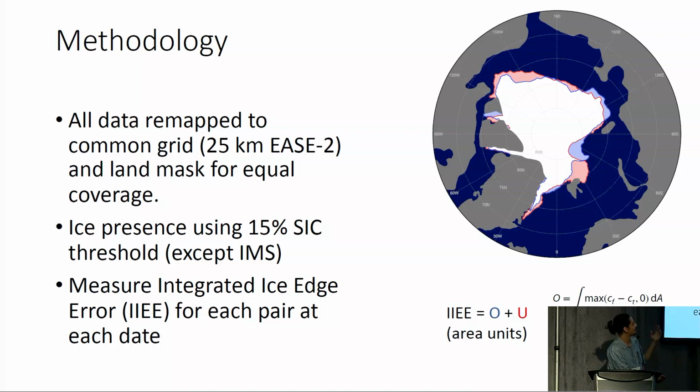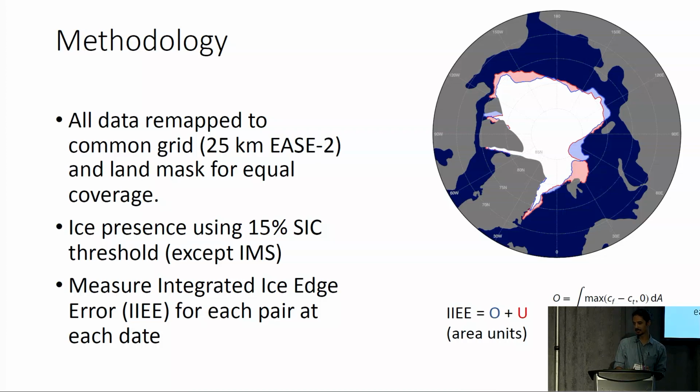Just for a little methodology, everything has been mapped to a common grid, and we're using 15% ice concentration to determine ice presence, and using integrated ice edge error as our verification metric. Integrated ice edge error, as many people already know, is the sum of area of mismatch. So you look at it from the perspective of one data set to another, you look at how much you're overestimating and how much you're underestimating. So you can also look at those two components separately.